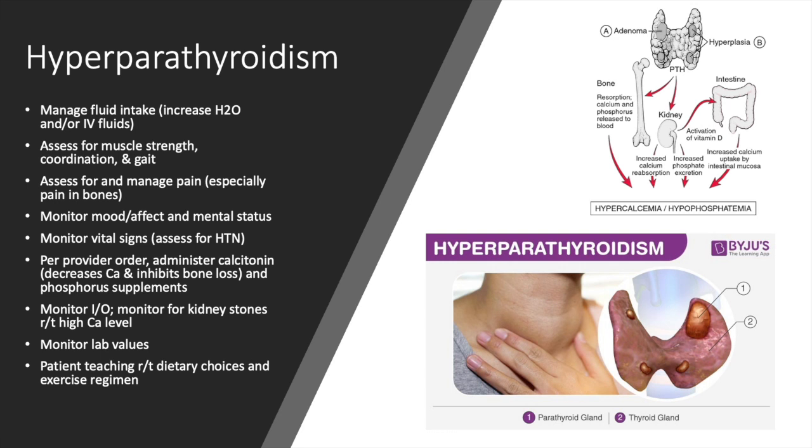That's critical to know. So monitoring I's and O's, assessing for things like dysuria and polyuria are going to be key. Assessing for hematuria is going to be key, and just overall monitoring for infection.